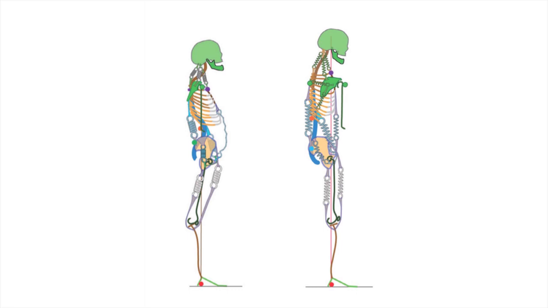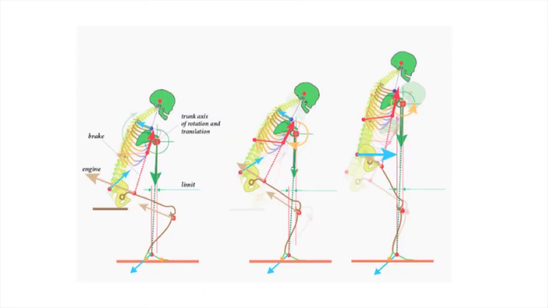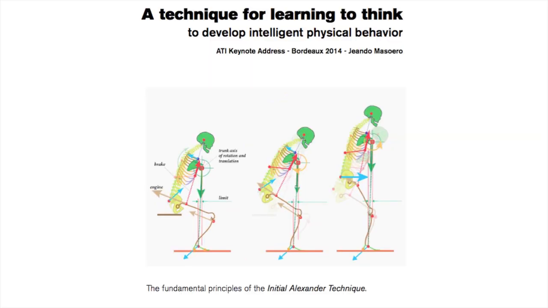I'll link a PDF of this speech in the description if you'd like to read it yourself, and it does include some pictures and footnotes that make it quite a dense and rewarding read. It may be a little technical for the average person and was aimed at an Alexander technique audience, so it's not necessarily the easiest read if you're quite unfamiliar with the subject. I intend to bring you some simple explanations of the important information that is contained in the speech, which is entitled A Technique for Learning to Think to Develop Intelligent Physical Behavior.